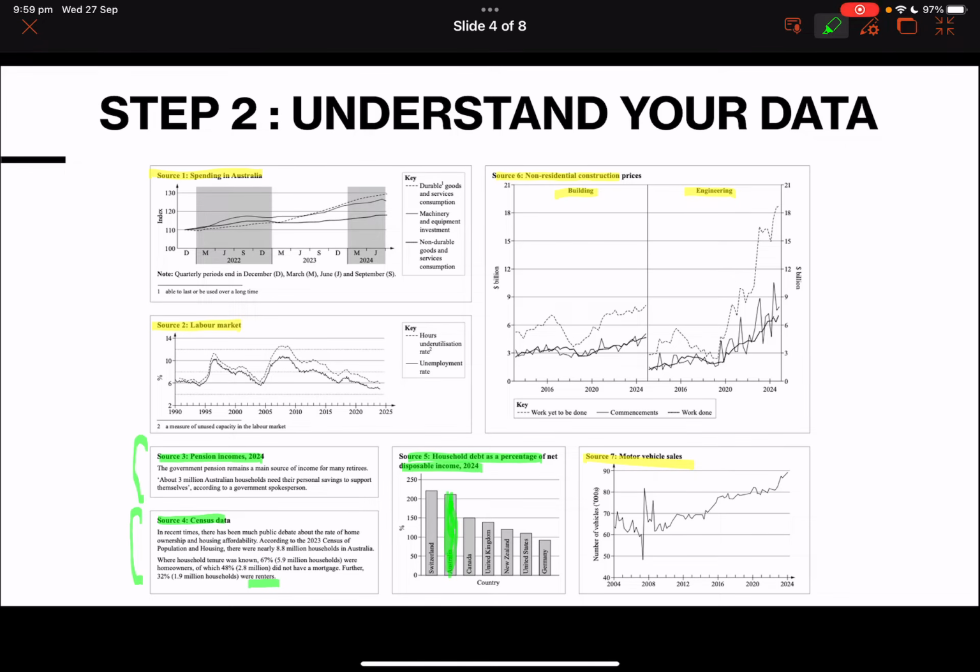And a lot of you sort of said, oh, house prices in Australia are expensive and all that kind of thing. The reality is we don't actually have data on house prices here. So we've got to rely only on this data that's in front of us. So we've got some highlighted yellow, some highlighted green. Step 2, understand your data. We're going to keep unpacking this through the next few slides, guys.